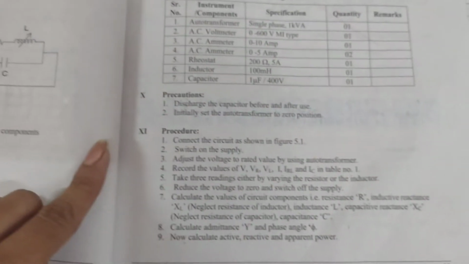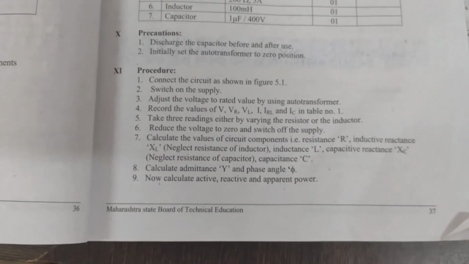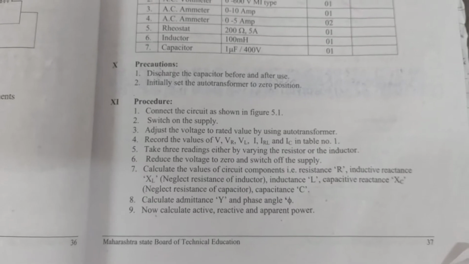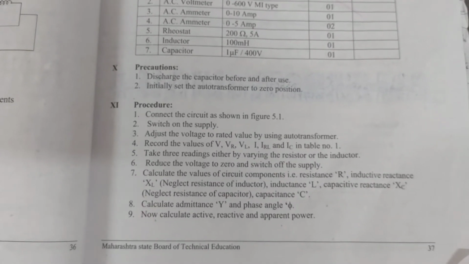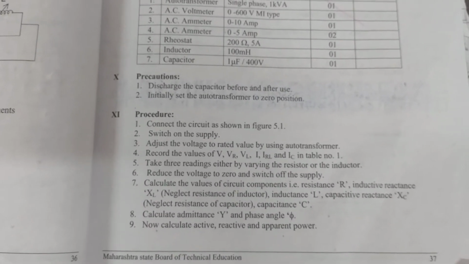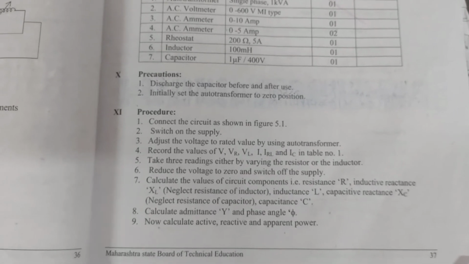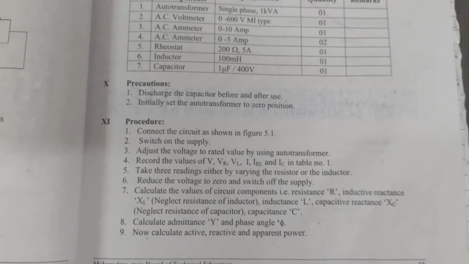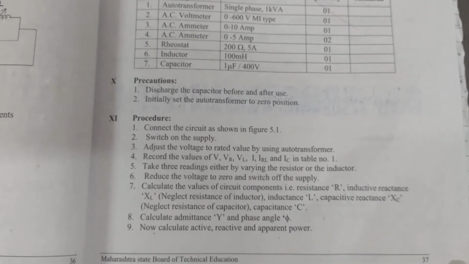Then we can see the procedure. First, connect the circuit as shown in the circuit diagram. Second, switch on the supply. Third, adjust the voltage to the rated value by using the auto transformer. And fourth, record the values of V, VR, VL, I, IRL and IC.